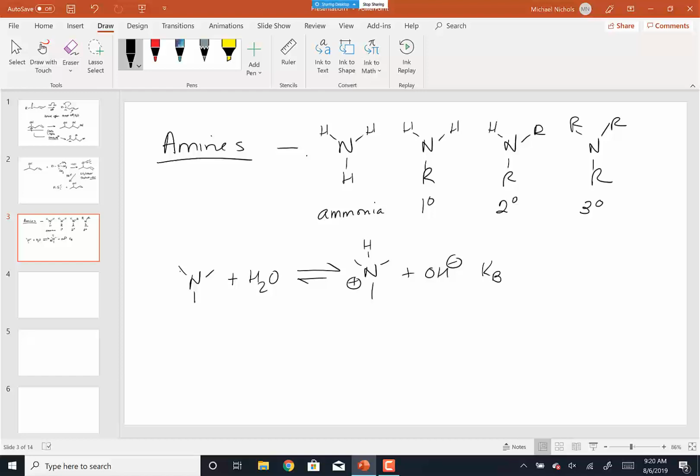And so remember that minus the log of Kb is called the pKb. Minus the log of anything in chemistry gets a little p in front of it. So sometimes you'll see these molecules listed as having their pKb's. What's a stronger base? Something with a low pKb or something with a high pKb?